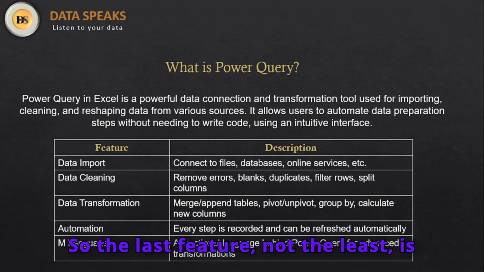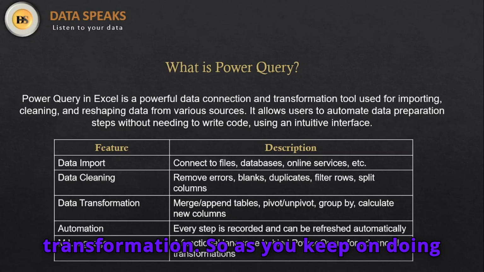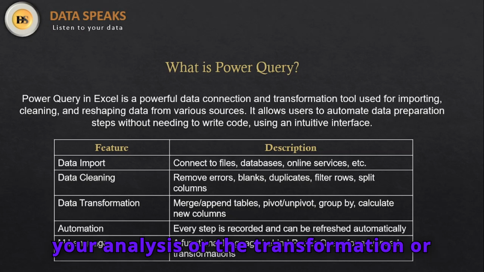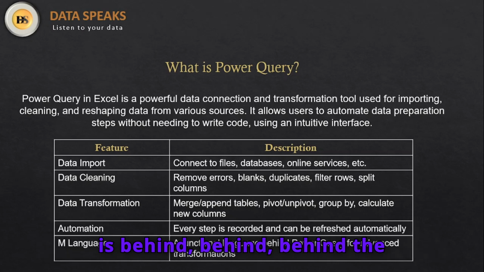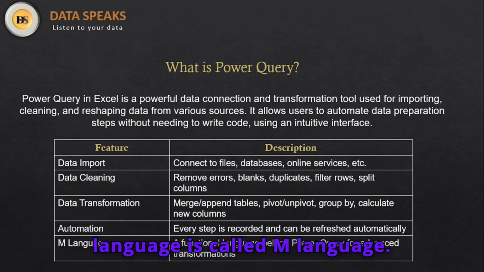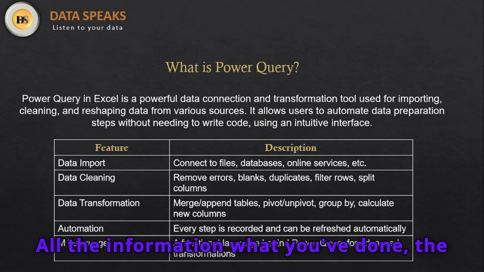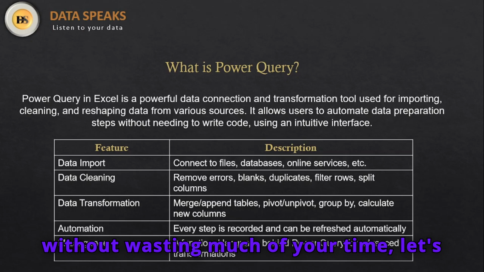The last feature, not the least, is the M language, a functional language behind Power Query for advanced transformation. So as you keep on doing your analysis, transformation, or data cleaning in Power Query, behind the engine there is a language called M language. All the information, what you've done, the steps, is being written. So without wasting much of your time, let's get busy.